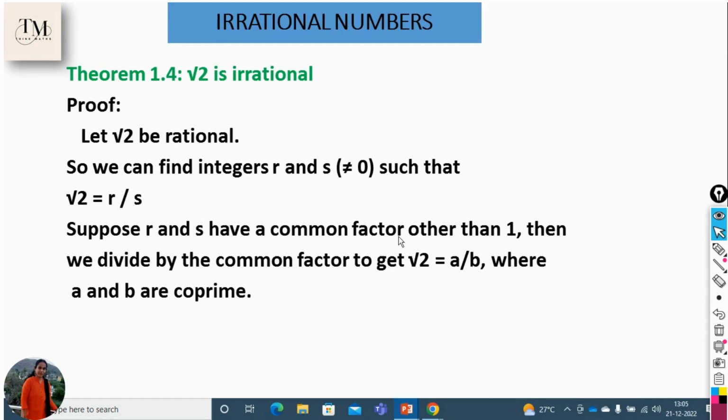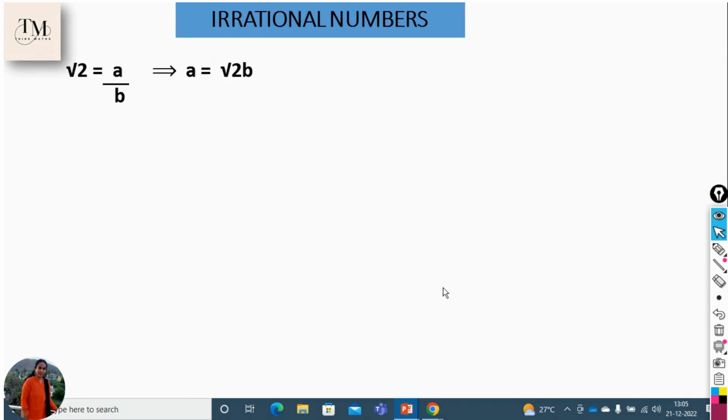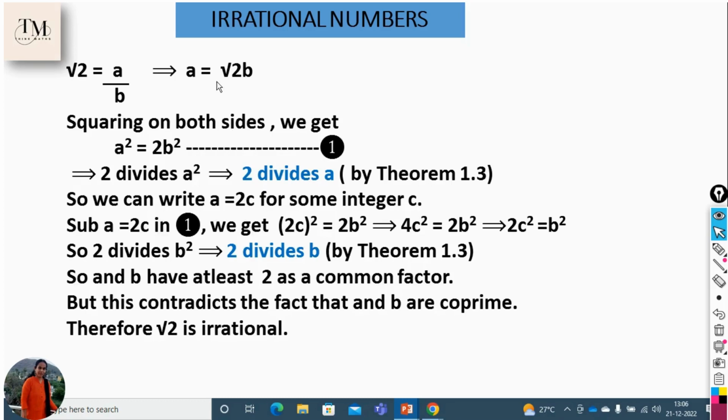If r and s have a common factor, then if we divide by the common factor, we get root 2 is equal to a by b. Then a and b will be co-prime. So root 2 is equal to a by b. So a will be equal to root 2 b. Squaring on both sides, we get a square equal to 2b square. So this shows that 2 divides a square. So by theorem 1.3, 2 divides a. This a is a multiple of 2. So we can write a is equal to 2c.